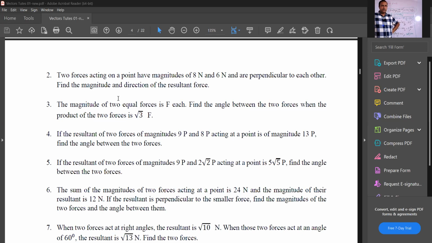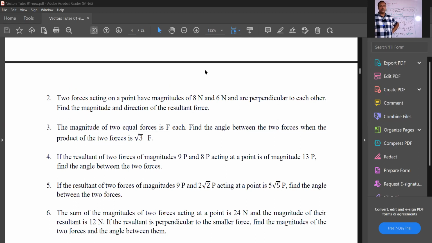Two forces acting on a point have magnitude 8 Newton and 6 Newton and are perpendicular to each other. Find the magnitude and direction of the resultant force. Now if you have this kind of question, just draw a small sketch. Then you can apply the equation.